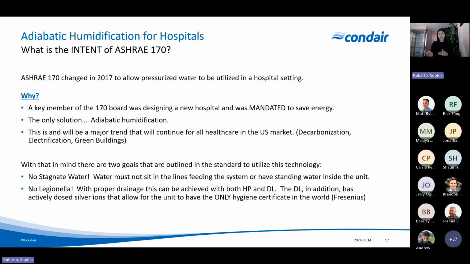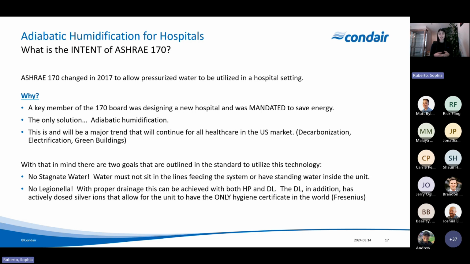Taking a little bit of a look into ASHRAE 170. ASHRAE 170 was changed in 2017 to allow pressurized water to be utilized in hospital settings for humidification. So prior to 2017, it was only allowed through isothermal means.